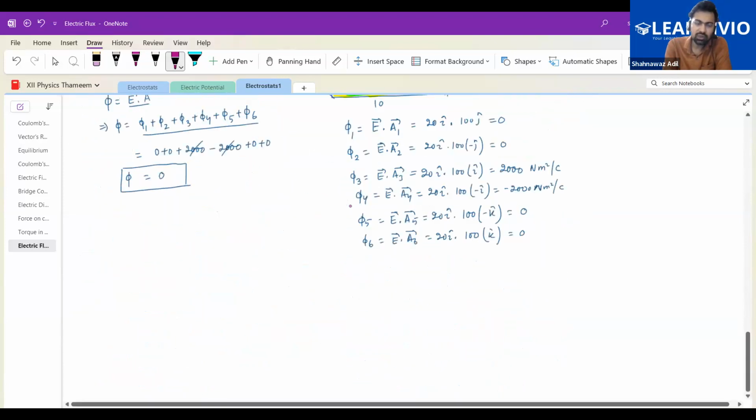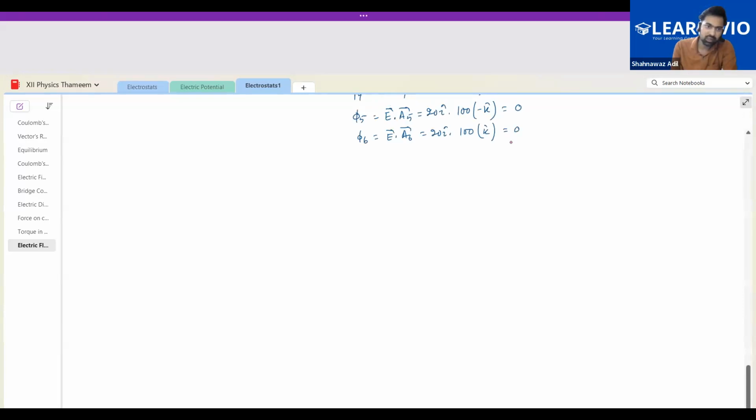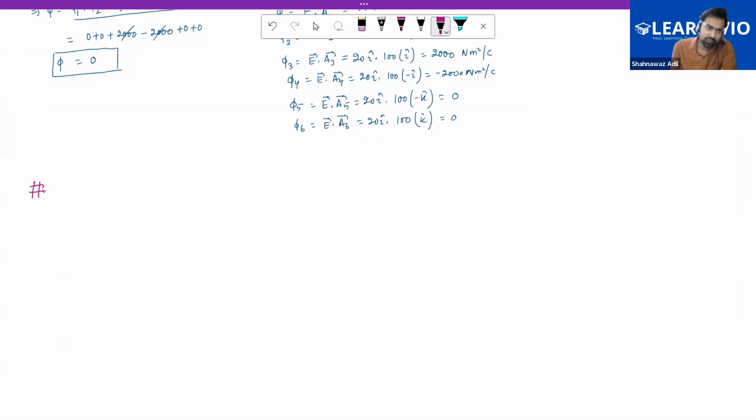So now let us talk about the electric flux through a closed surface. And before we talk about that, let us talk about the curved surface. So let's say we have flux through the curved surface.